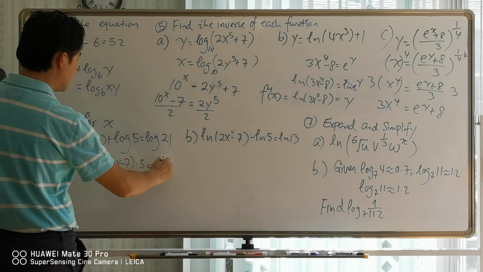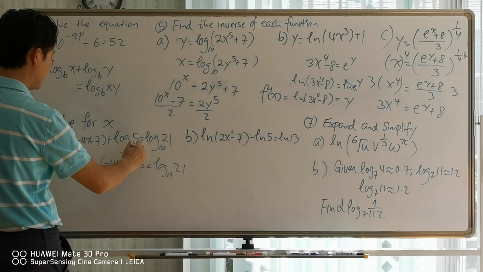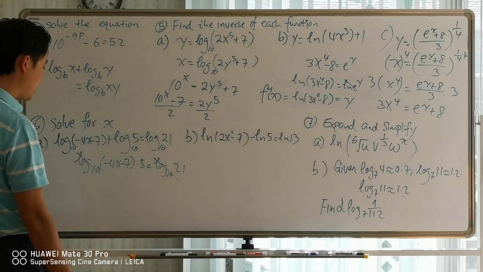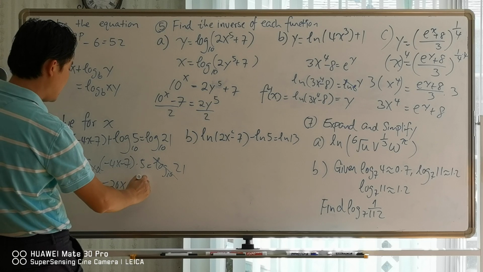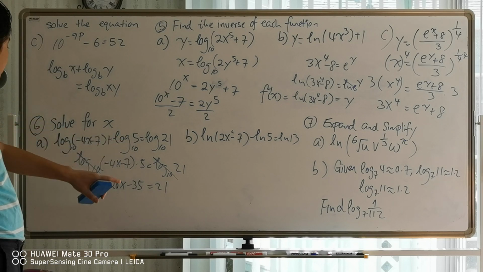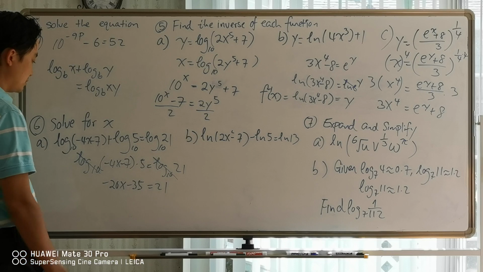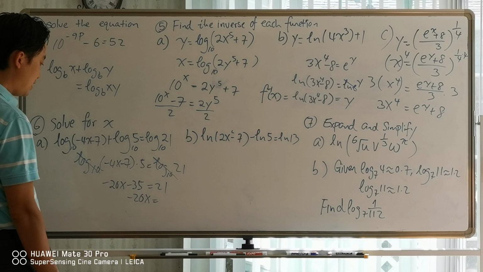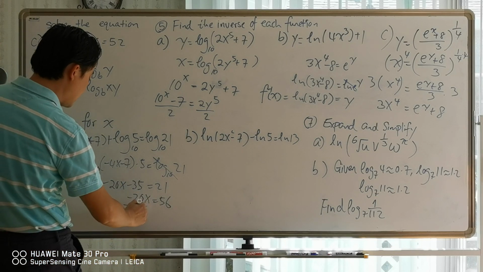So that equals log base 10 of 21. Again, the base is not shown, so it's always 10. And then for the rest of this, the log base 10, we can cancel them out. So what's left here is just negative 20x minus 35 equals 21. So now we just turn everything from the non-linear form to the linear form, and the rest of this, we just want to solve the two-step linear equation. Add 35 to both sides. So 21 plus 35 gives you 56. And then divide by negative 20.